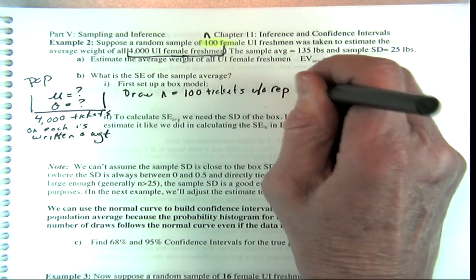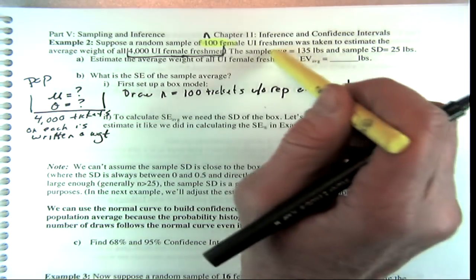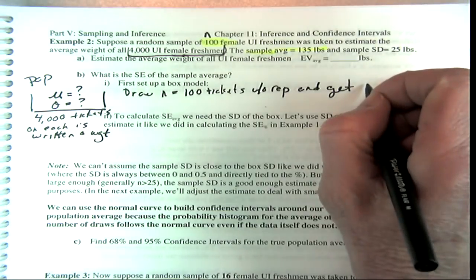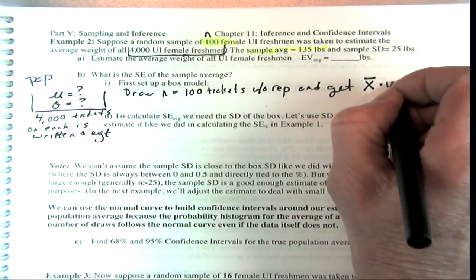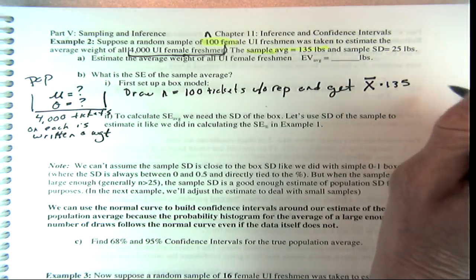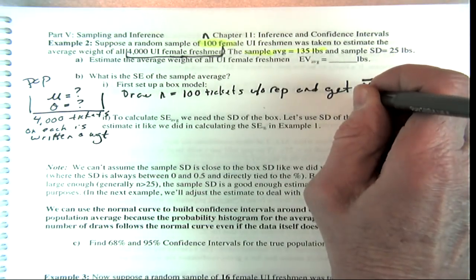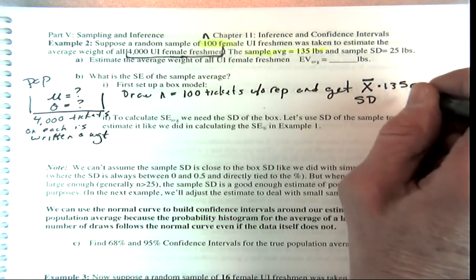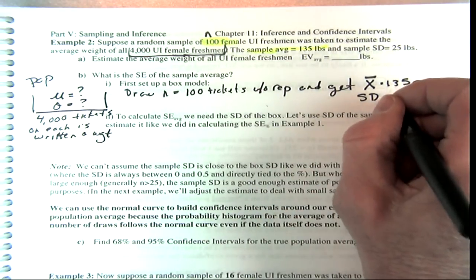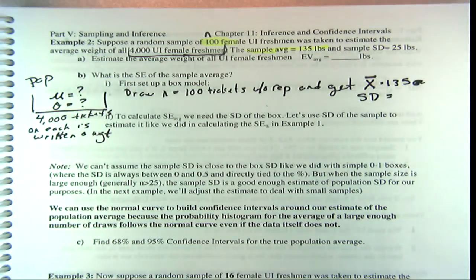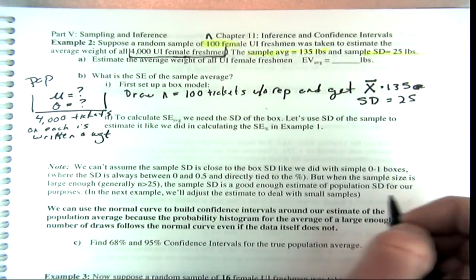And what do we get? We get a sample average. Now, how are we going to write that? We get a sample average, right here, of 135 pounds, and a sample SD, not sigma, sample SD equal to what? 25. All right, so these are both pounds.